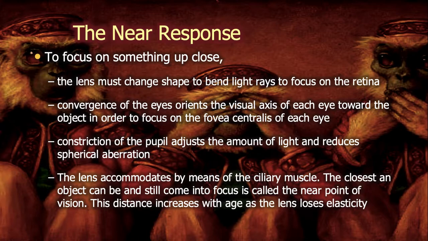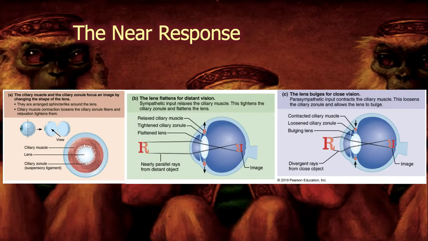So what happens over age is those ciliary muscles get weaker, your lens is not as flexible, and you're not able to bulge your lens as much. So you can't focus on things that are as close to your face. Okay? Alright. So, the near response in pictures.